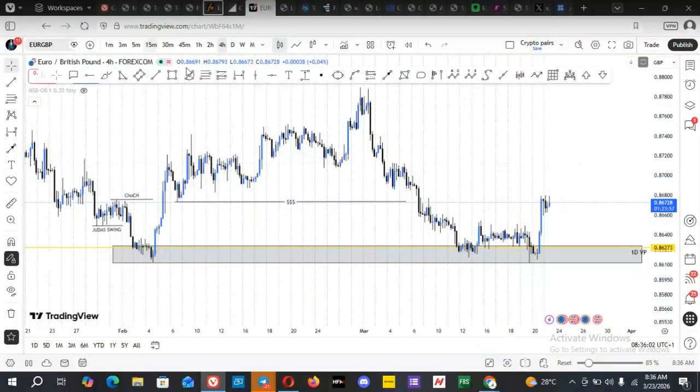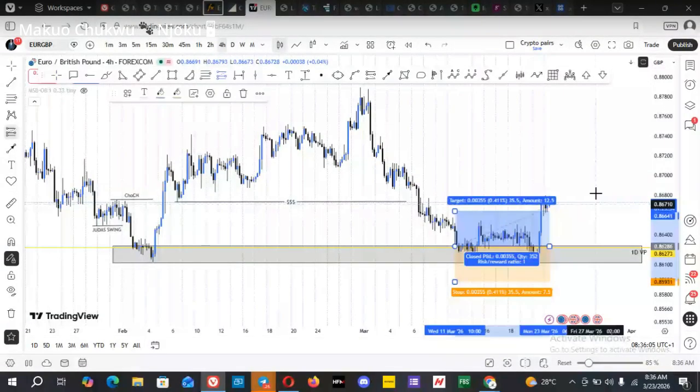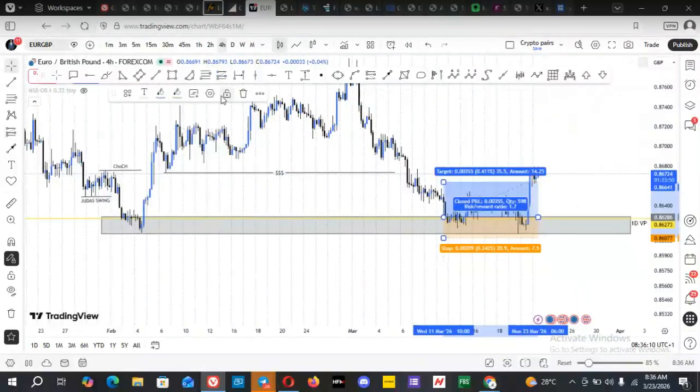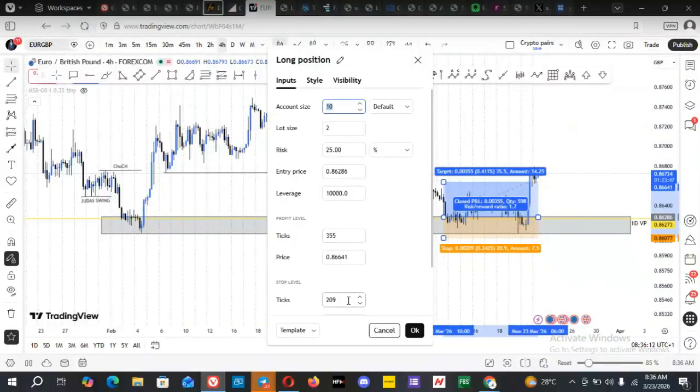Okay, so now we placed our buy limit entry here, which I called out in the group, and we placed our stop loss at 20 pips, and we aim for 40 pips take profit.